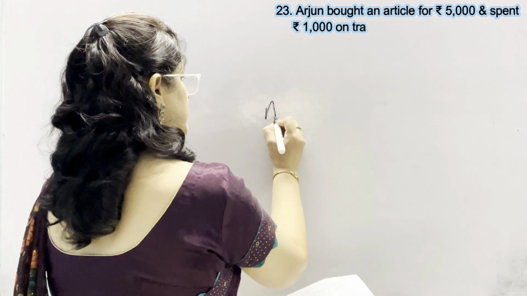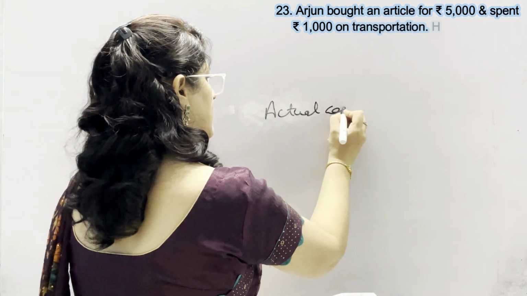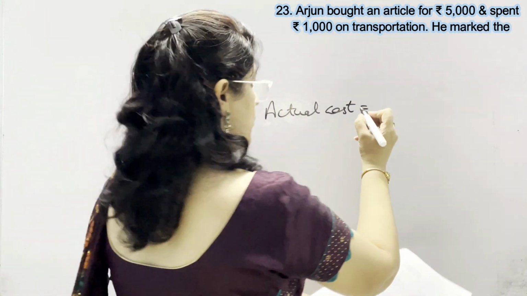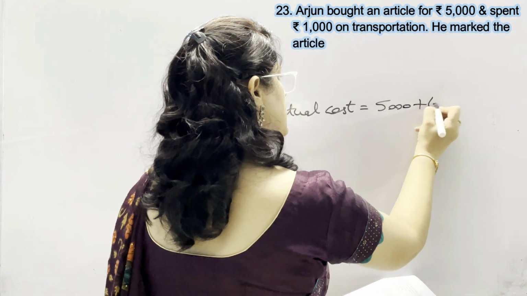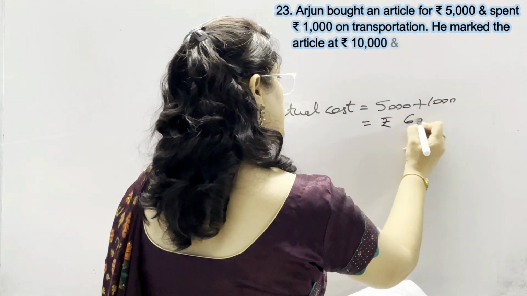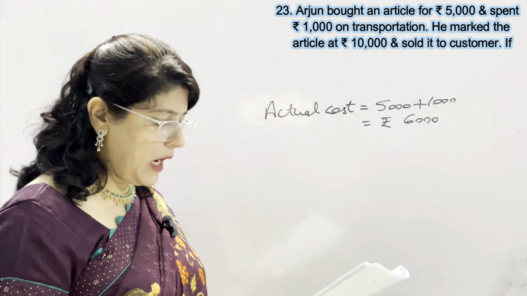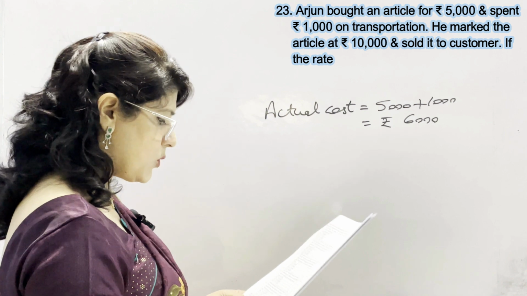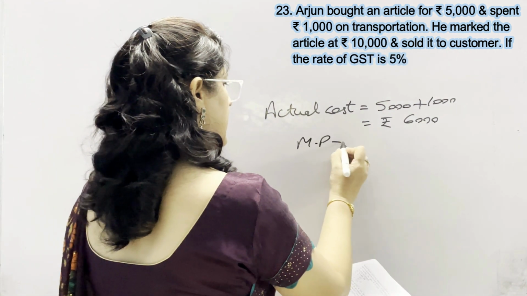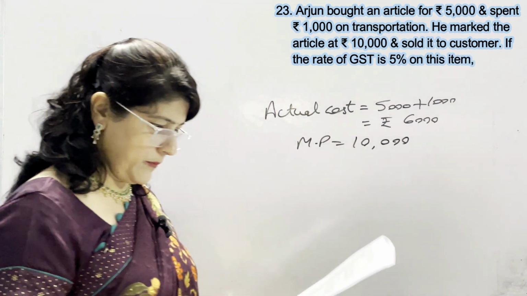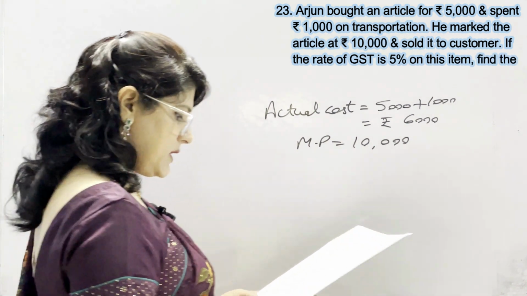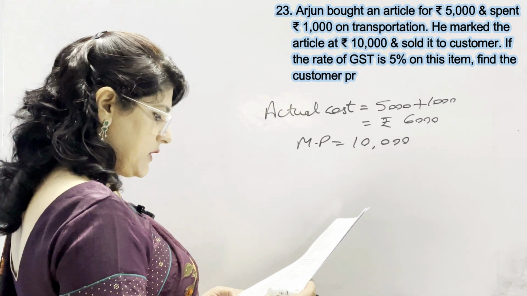In question number 23, Arjun bought an article for rupees 5,000 and spent rupees 1,000 on transportation. So actual cost comes out to be rupees 5,000 plus 1,000 transportation cost. It means rupees 6,000 is the actual cost paid. Now he marked the article at rupees 10,000 and sold it to the customer. So mark price is 10,000 and sold it to the customer. If the rate of GST is 5%, find the customer price.